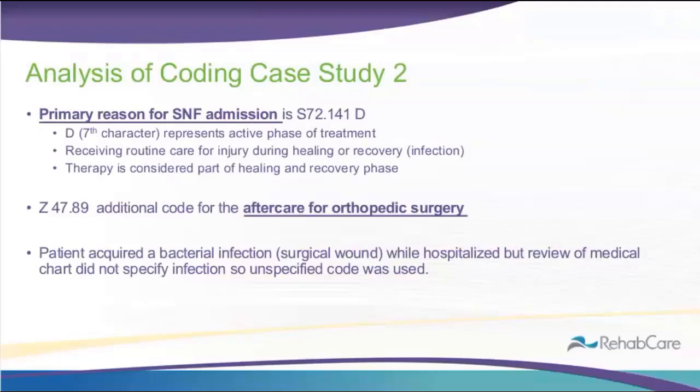They added an additional code for Z, the Z47.89, aftercare for the orthopedic surgery, because that's really the main reason that he's admitted to the facility. He needs rehabilitation in order to be able to return home. He did get a bacterial infection in the wound, but the review of the medical chart didn't give a specific infection, so they ended up using an unspecified code.